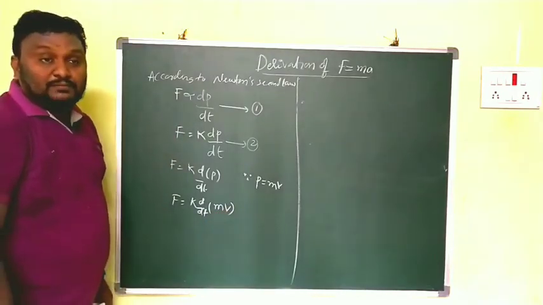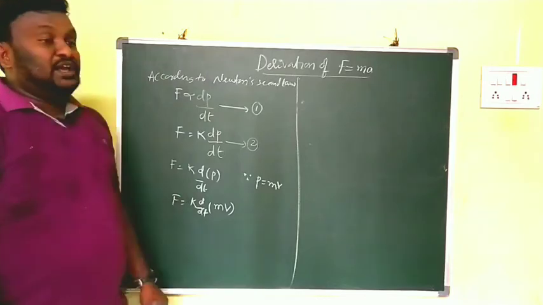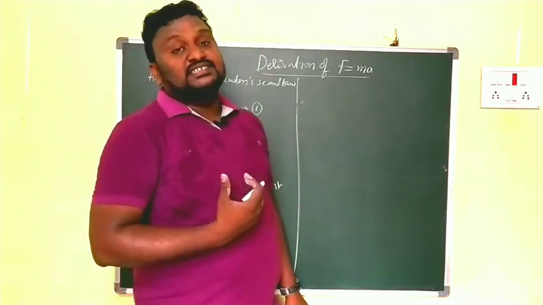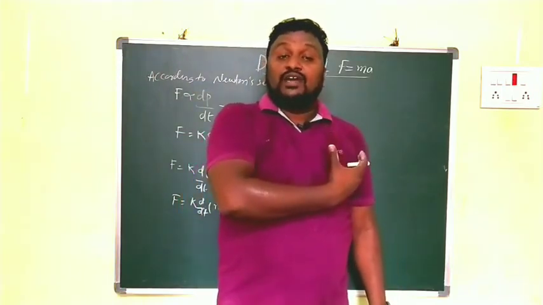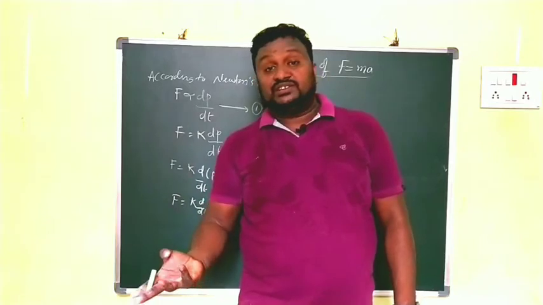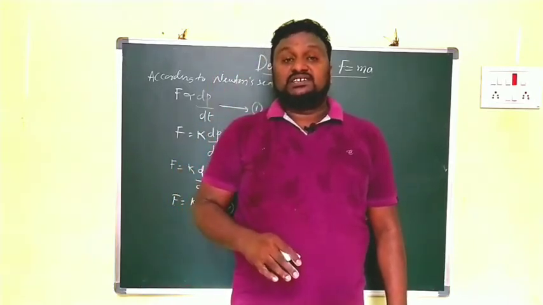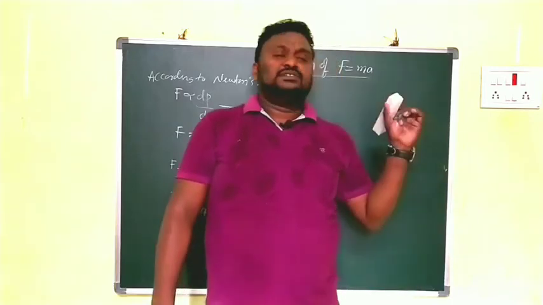d by dt of mv. Children, clear? F is equal to k into d by dt of mv. In the previous example, we had taken 5 kg of mass. First time we applied 20 newtons, next time we applied 30 newtons. Here we are taking mass as constant. Very simple, children.